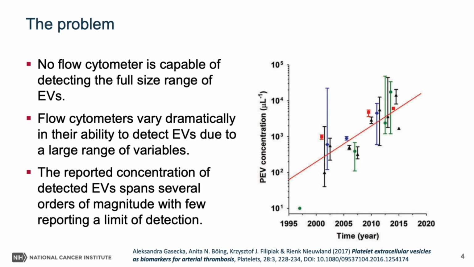So to set the scene, small particle detection is a growing area of interest, and over time we have seen that the concentration of EVs has continued to increase in the published literature. This is likely due to increases in sensitivity as well as optimization of assays. The real problem though is that no flow cytometer is capable of detecting the full range of EVs. This means that the reported concentration in the literature is not reliable, and it's hard to validate without knowing the limits of detection for these studies.